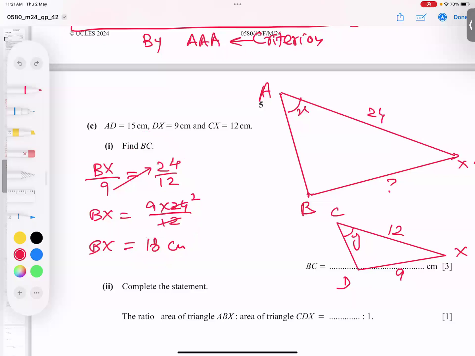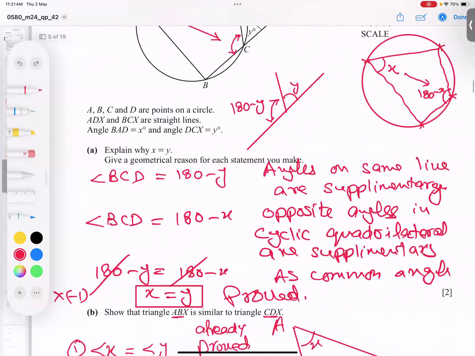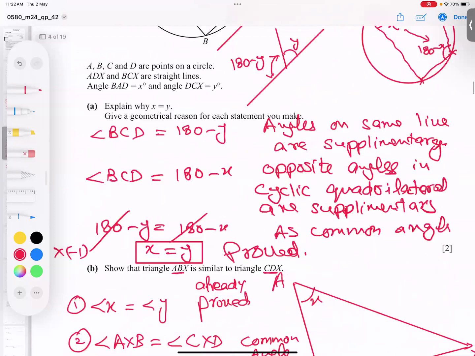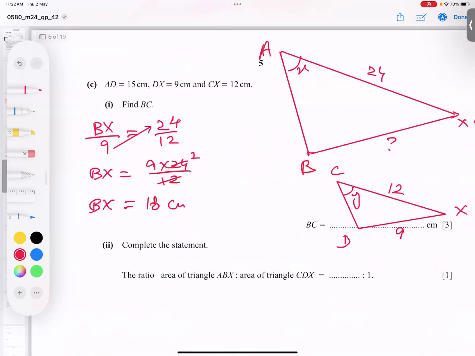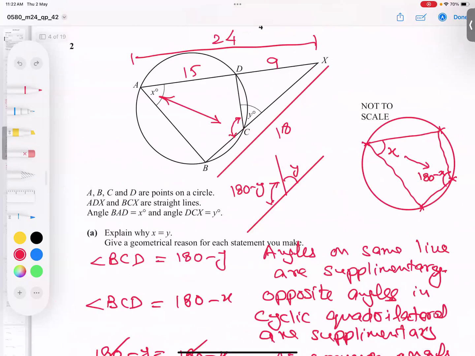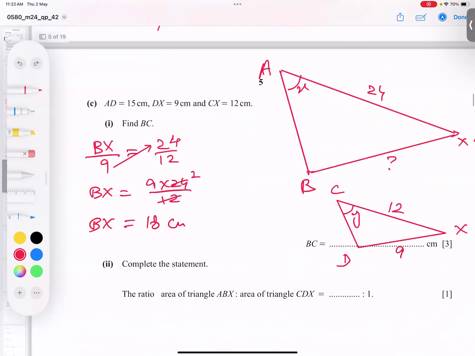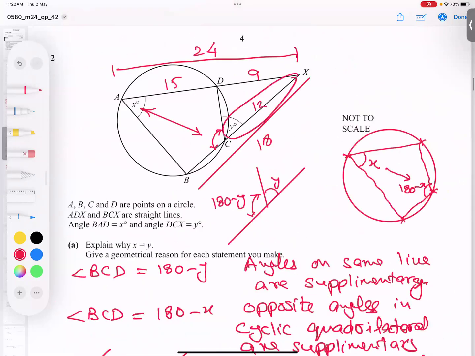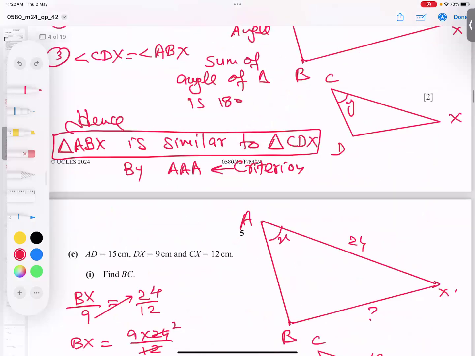BC is the target. Keep in mind, BX is 18. Where's BX, students? This full 18. And I think we have one more length given, CX. So what is CX? CX is 12. This is a 12, students. So out of 18, I want to subtract 12, and I'll get my answer.